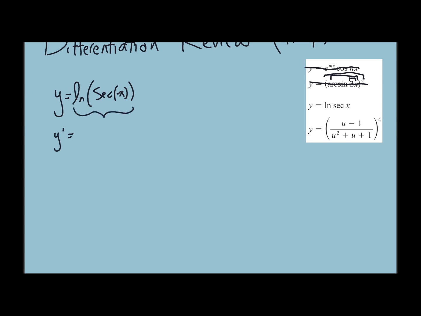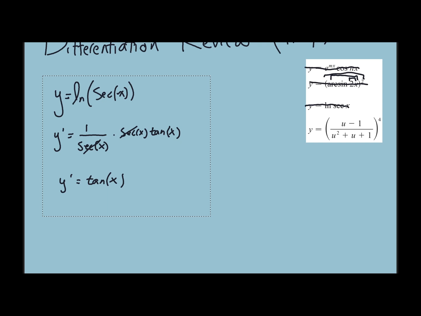Outside function, natural log, that's 1 over the input, 1 over secant of x, times the derivative of the inside. Well, what's the derivative of secant? That's secant x tangent x. So these will cancel, and I believe we get y prime is equal to tangent of x. And that's really cool to know that the derivative of the natural log of secant is tangent. Let's cross it off. Zap. Feel good about that one too.